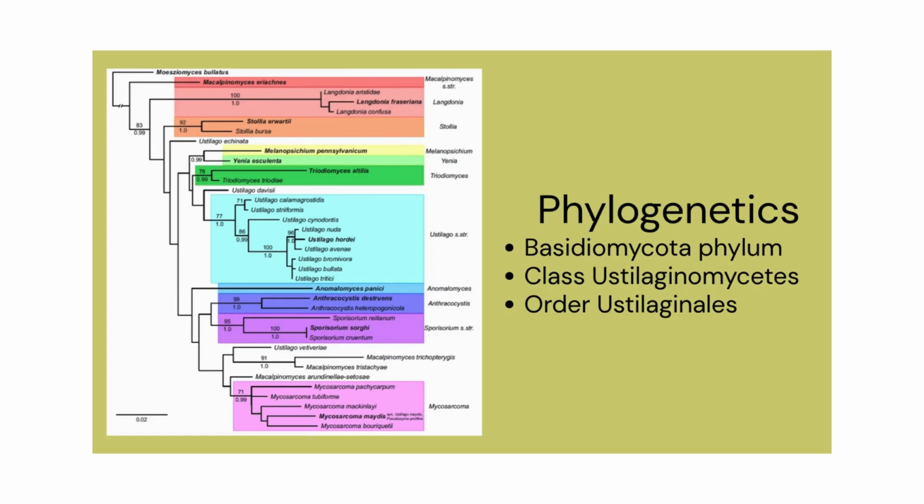Phylogenetically, Ustilago maydis is part of the Basidiomycota phylum, class Ustilaginomycetes, and order Ustilaginales. It's related to other smut fungi like Ustilago hordei, which infects barley. Its genome has about 6,500 genes, fully sequenced and used widely in fungal research.